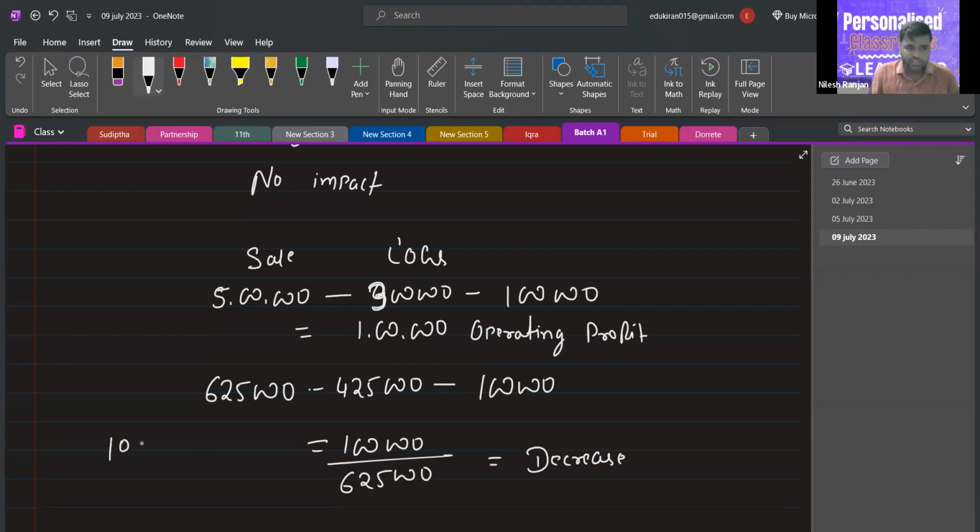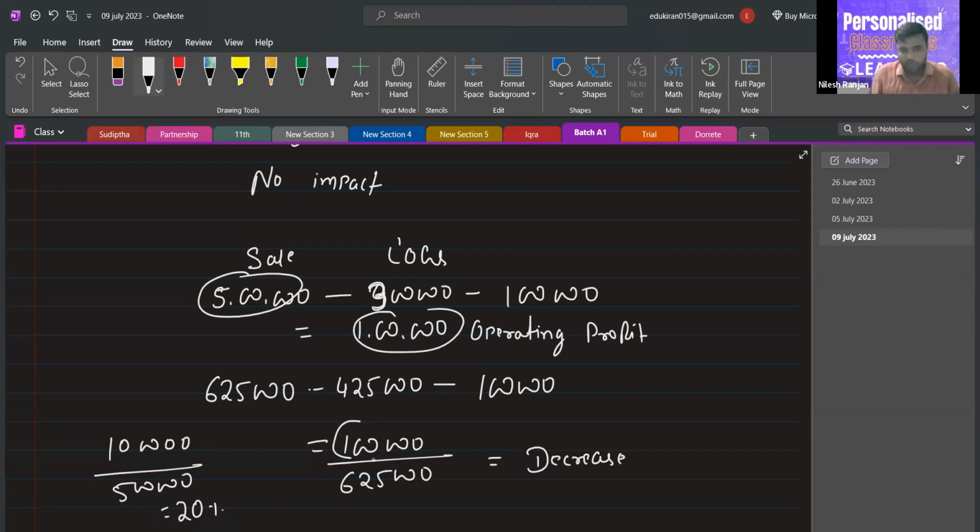In past, the formula we used is 1 lakh divided by 5 lakh. 1 lakh was profit and 5 lakh was sale. So it is 20%. But in present, the profit is 1 lakh, but sale is 6,25,000. So the ratio will decrease. Yes or no? Yes, sir. Yes. So this should be the solution.